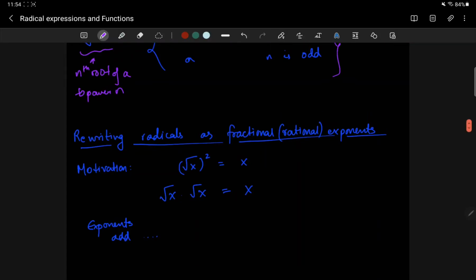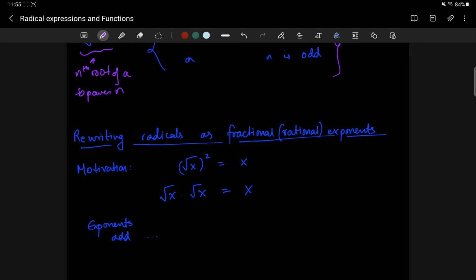Hi everyone, in this video we're going to look at another way of representing square roots, cube roots, and higher roots in general, in a notation that does not use the radical but rather uses exponents, which makes more sense because these functions are paired with exponent functions like x squared and x cubed, etc.